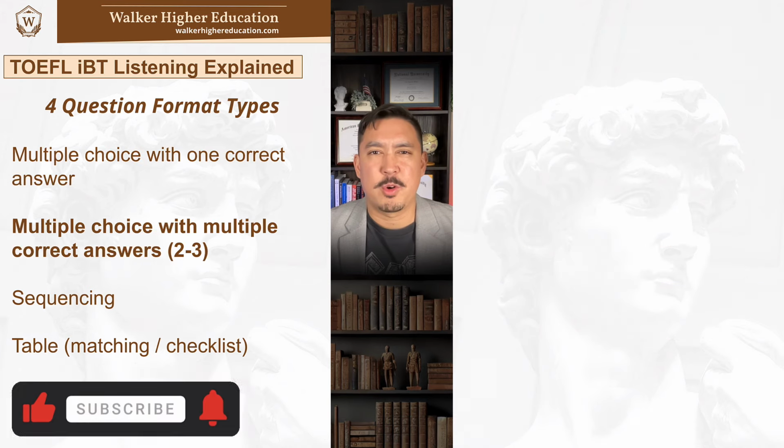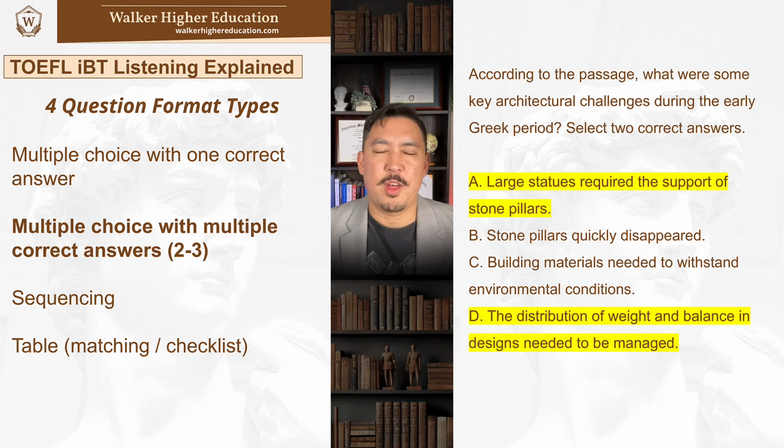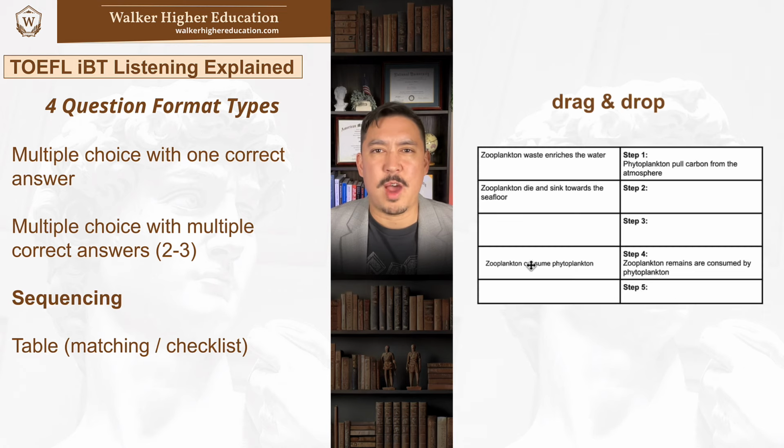Next, we have multiple choice questions with multiple correct answers. You're given a question with up to 5 answer choices, and there could be 2 or 3 correct answers. But don't worry, because on the test, the question's directions will always inform you of how many answers you need to select if there's more than one answer. After that, we have sequencing questions, where you have to put events or the steps in a process in the correct order. With these questions, you'll drag and drop information from one area of the screen to another.